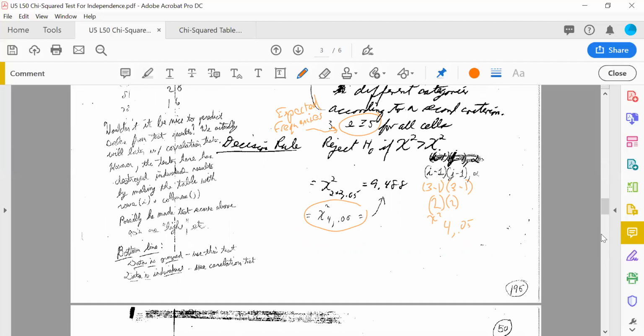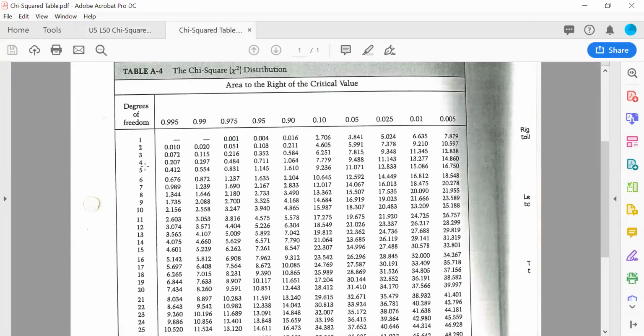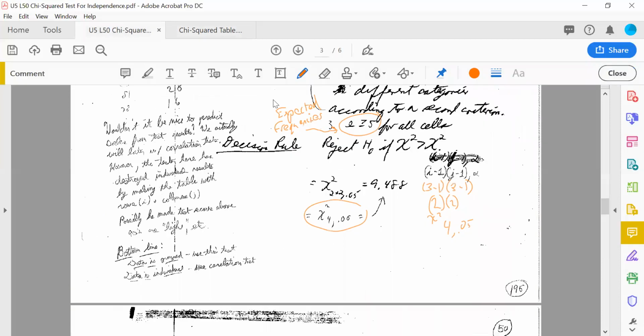And chi-squared with 4 degrees of freedom, 0.05 level, just one more time to practice. Go to 4 degrees of freedom, go to the 0.05 level, and that's 9.488 right there. 9.488. Bob's your uncle. There you go.